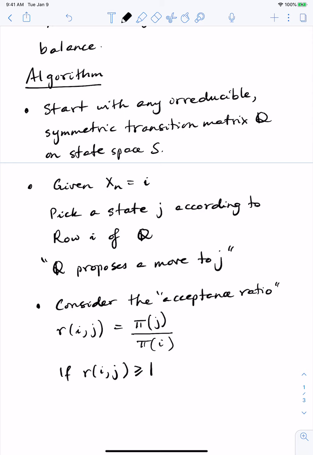Now, if the ratio is at least 1, then the state that Q has proposed, the state J, decoder J, is at least as good as the one we have got. It's at least as good as I. So if this ratio is greater than or equal to 1, then move to J.